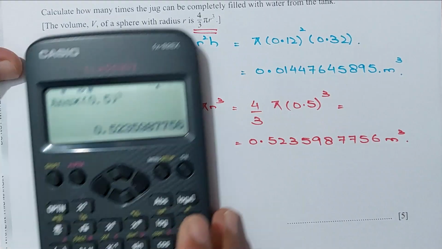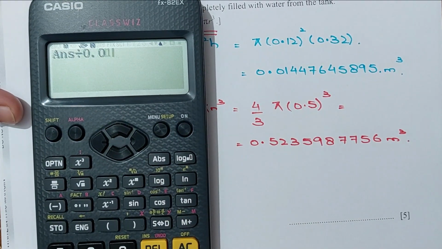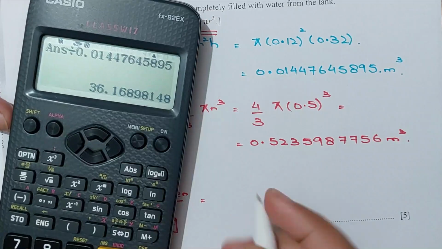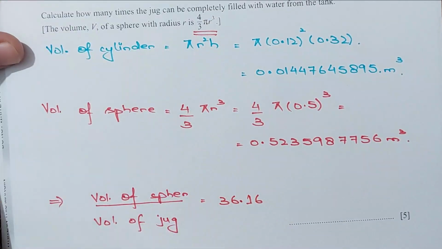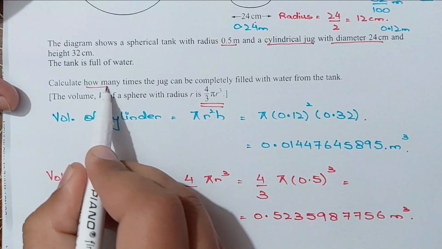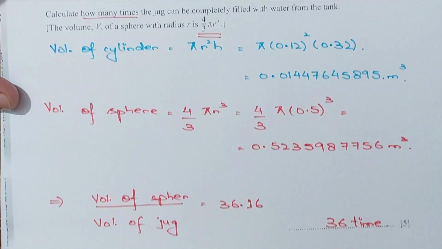All right, this is the volume of the sphere. This is going to be divided by 0.01447645895, which gives 36.16. So how many times? We can say 36 times we have to fill the cylindrical jug.